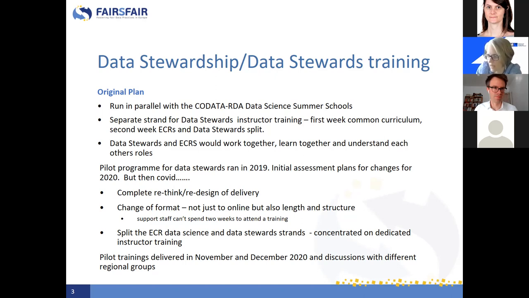One of the conclusions was actually that it's very difficult for people who are in a support role to take 2 weeks off to go and attend a training, even if that is an online event. So we've concentrated on dedicated instructor trainings. We tried some pilot events with an institution in November, and we also worked with an organisation in Costa Rica in December as well. So we've had an international flavour to this. And during this time, as we were redeveloping and redesigning delivery, we've had discussions with different regional groups.